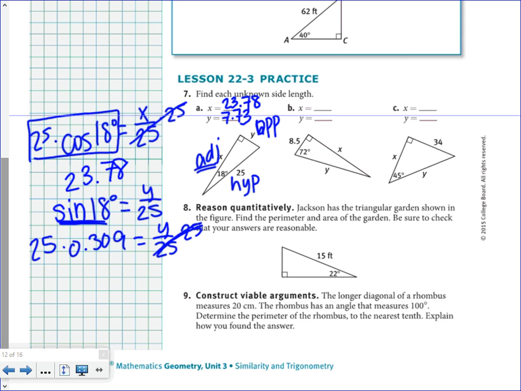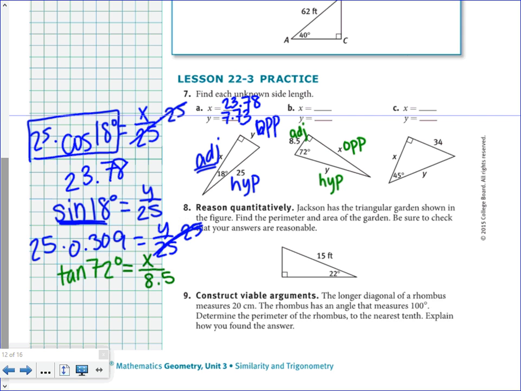For part B, we are looking at a 72-degree angle. So my opposite of that 72 is this x. My adjacent is this 8.5, and my hypotenuse is the y. So if I'm looking for x first, I have opposite and I know the adjacent. So opposite and adjacent are tangent. So tangent of 72 degrees is opposite over adjacent, x over 8.5.